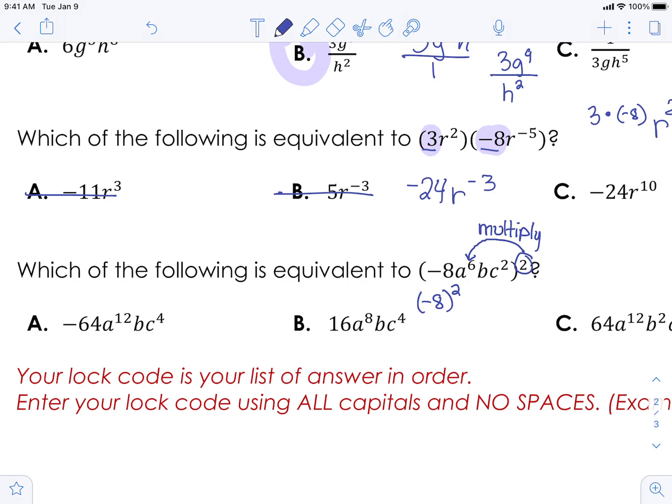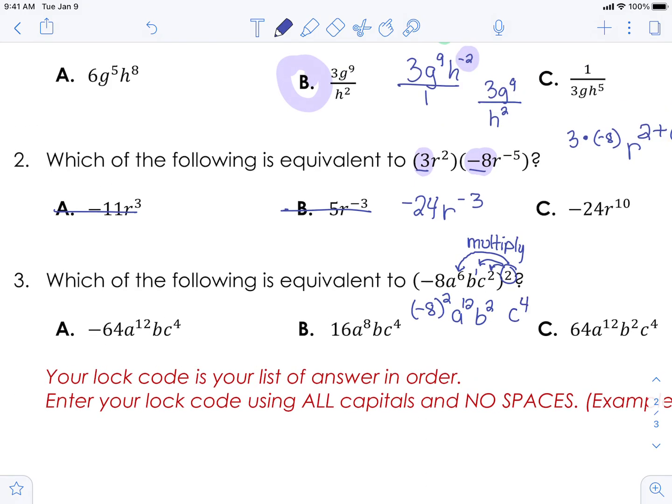So I have 6 times 2, which is a to the 12th. Remember that b has an exponent of 1. So I take 1 times 2 and I get b to the 2nd. And the c has an exponent of 2. So 2 times 2 would be c to the 4th.